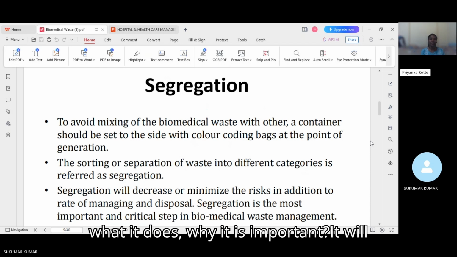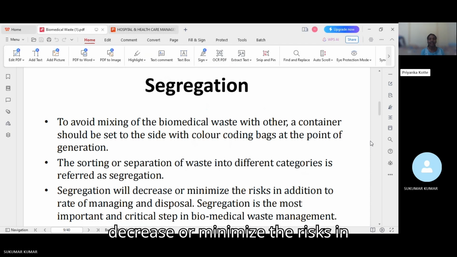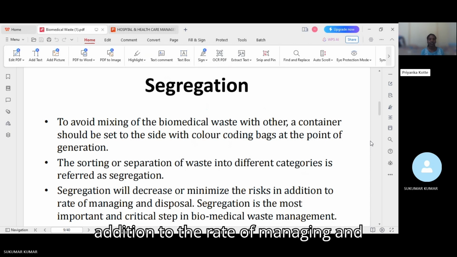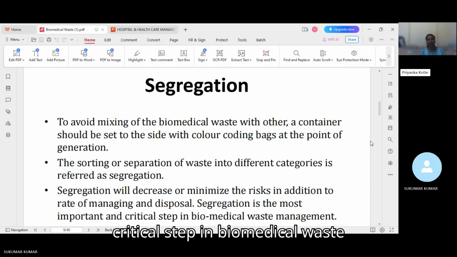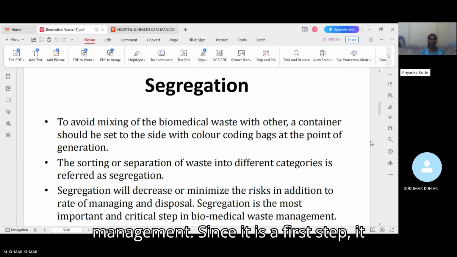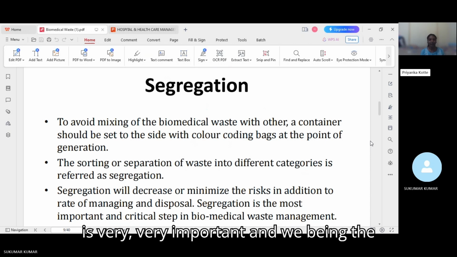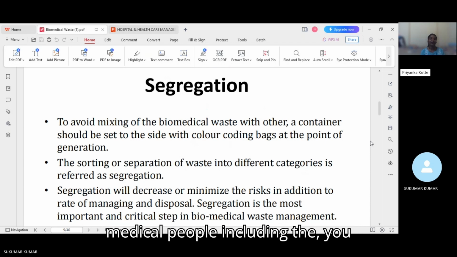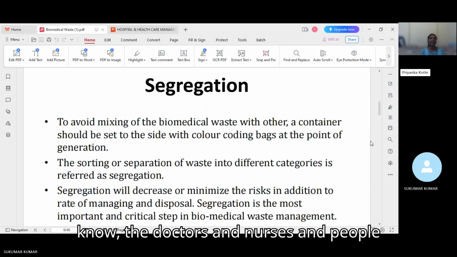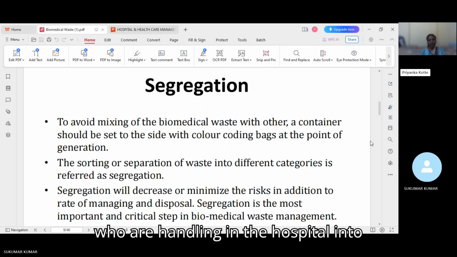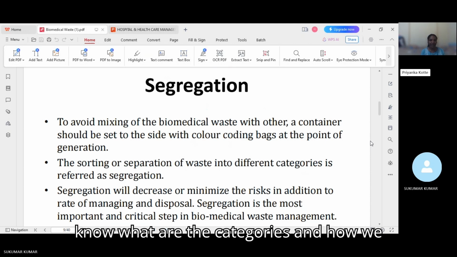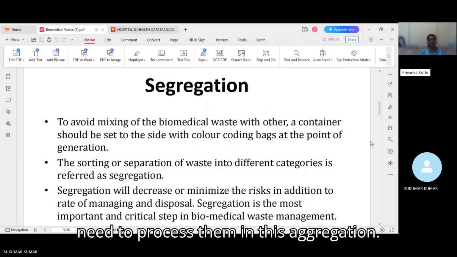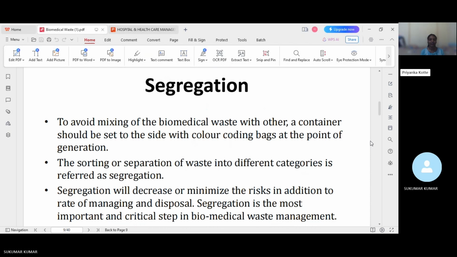Why is it important? It will decrease or minimize the risks in addition to the cost of managing and disposal. So it is the most important and critical step in biomedical waste management. Since it is the first step, it is very, very important. And we being the medical people, including the doctors and nurses and people who are handling the administration side in the hospital, all need to know what the categories are and how we need to process them in the segregation. Next.